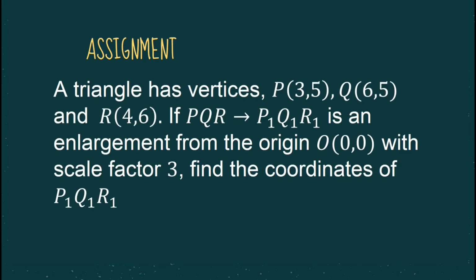Now let's take our assignment for the lesson. In this assignment, a triangle has vertices P(3, 5), Q(6, 5), and R(4, 6). If PQR mapping to P1, Q1, R1 is an enlargement from the origin O(0, 0) with scale factor 3, find the coordinates of P1, Q1, R1.